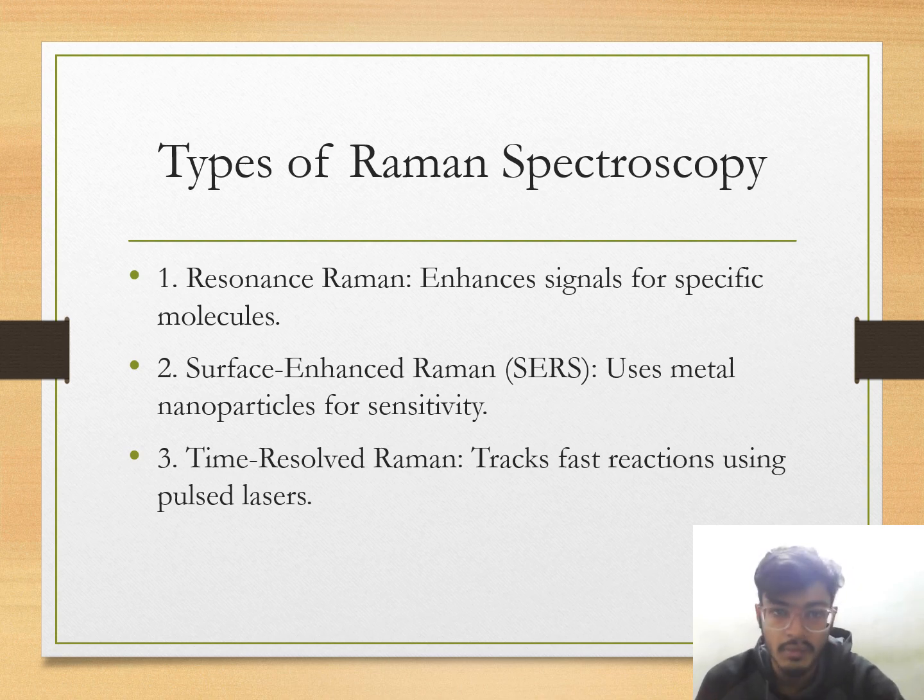One of the other types is time resolved Raman, which studies the transient states of molecules by measuring Raman spectra over short time intervals, and it is useful for investigating chemical and dynamic reactions.